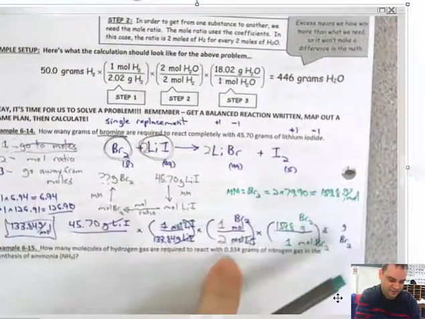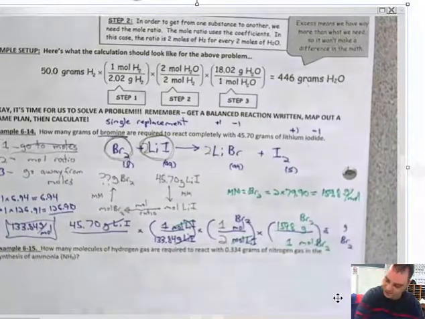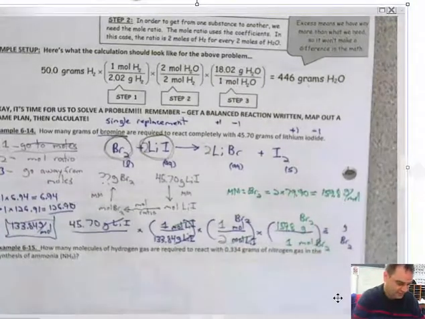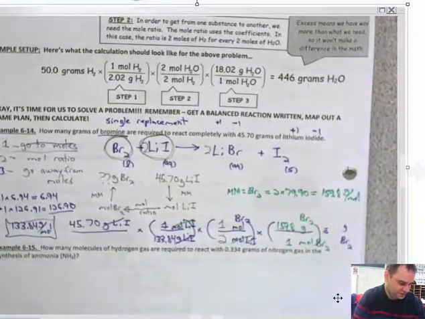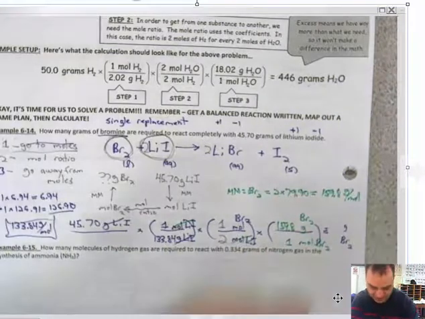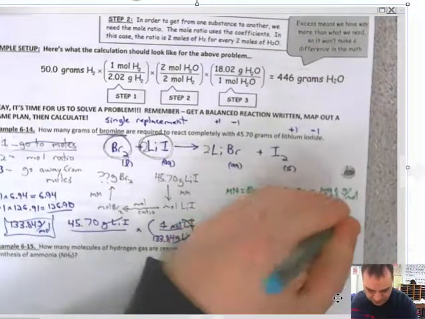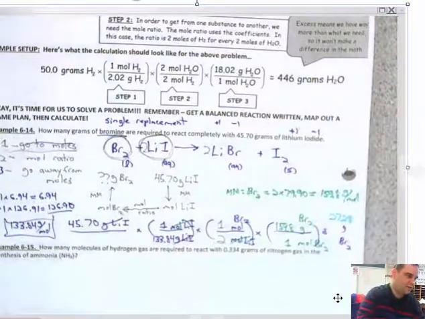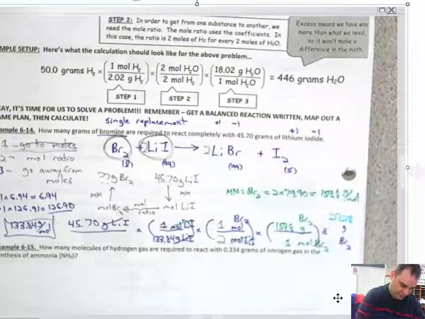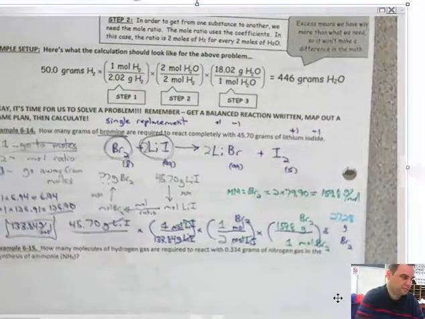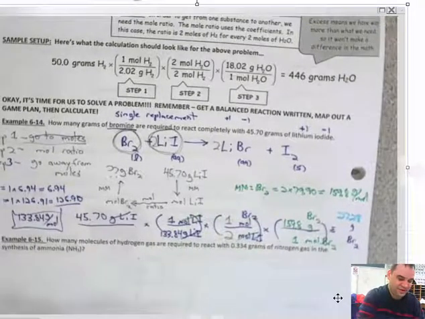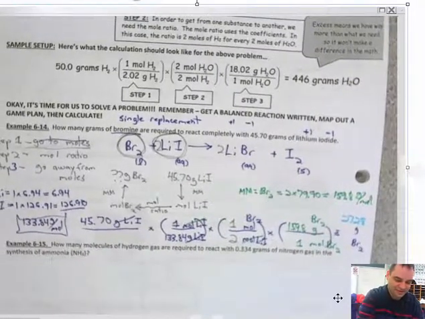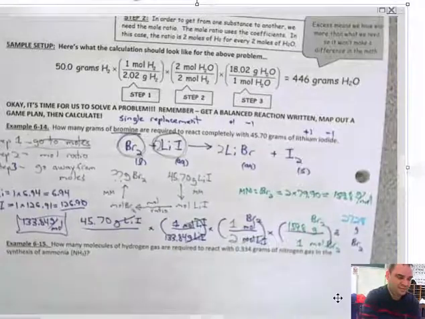Multiply, divide, multiply, divide, multiply, divide. You get an answer. You're rounding to 3 sig figs. So my final answer for this one is 27.28 grams of bromine. Okay. I'm going to stop there because that was just one problem. I'm going to do the next 2 in the next video and the next 2 in another video.